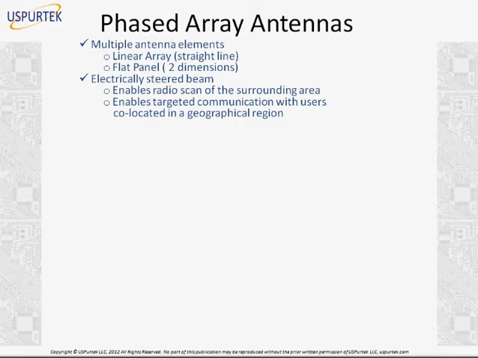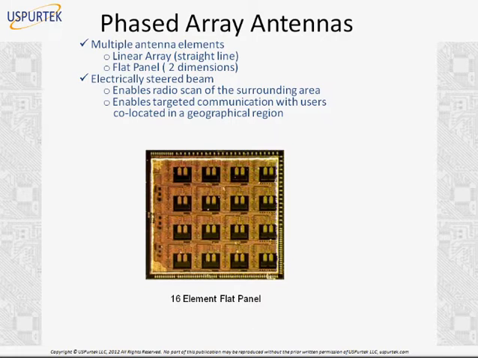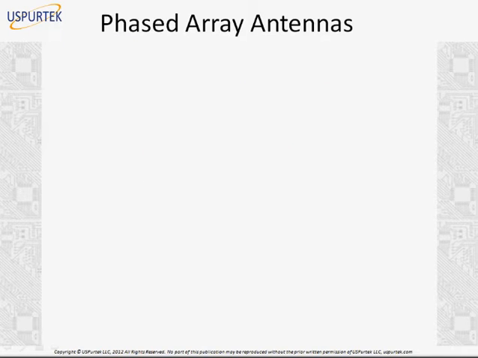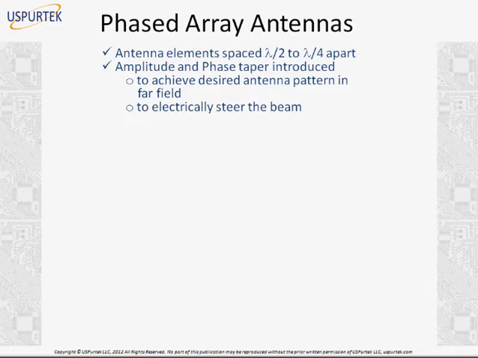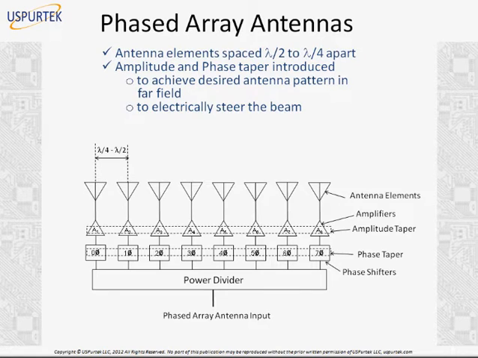So let's look at this phased array in a little more detail. This is a typical picture of a 16 element flat panel which can be used for this array arrangement. Now, here you see a typical detailed picture of a phased array. You see a power divider and there are 8 antenna elements, and the separation between any two adjacent antenna elements is between lambda by 4 and lambda by 2.